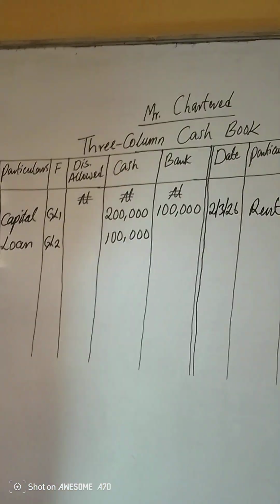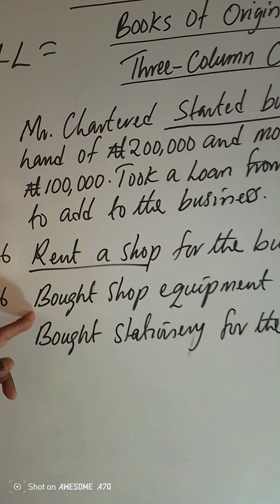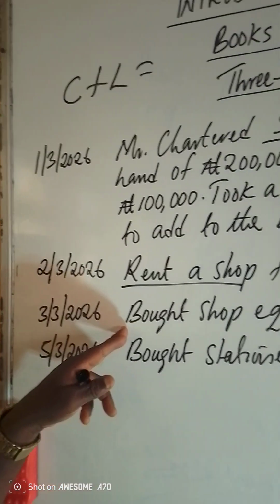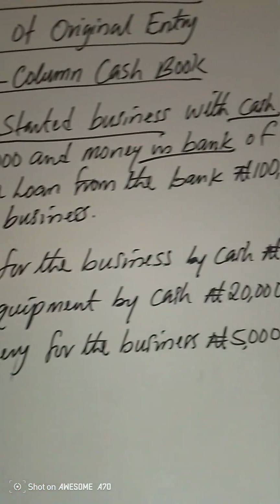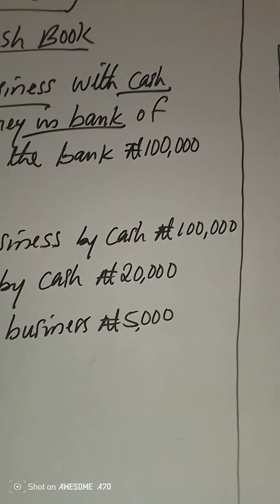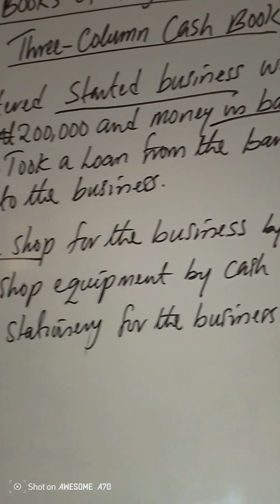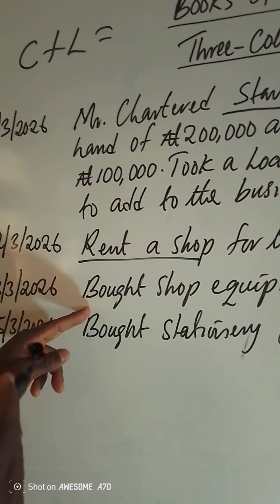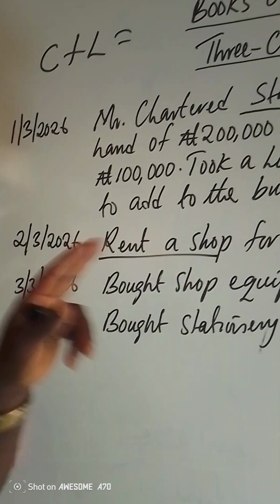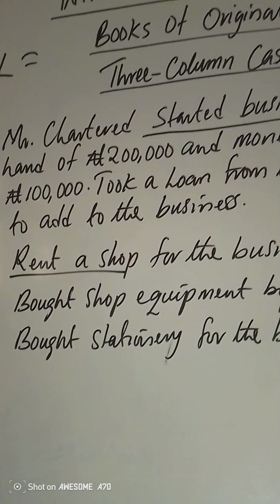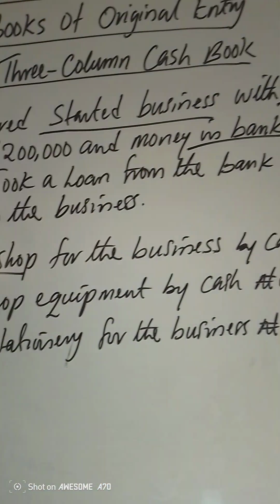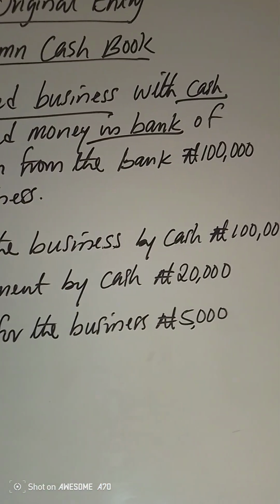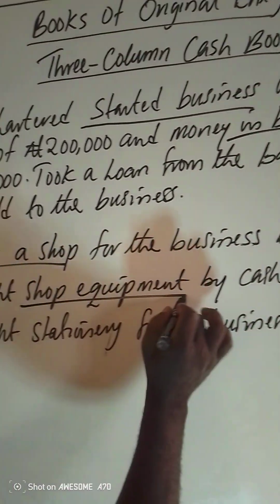The next is bought shop equipment by cash. Here too, the principle is still clear that anytime money goes out of the business, you should credit the cash book, because cash is given. Mind you, from double entry, we say that all givers are credited. So cash now is given, so it should be credited. But for what purpose is that cash being given out? It's given out to acquire shop equipment.